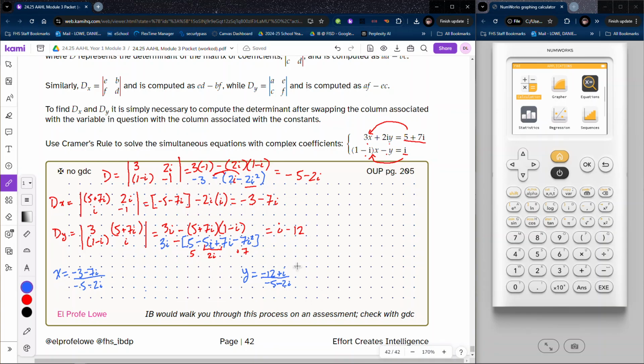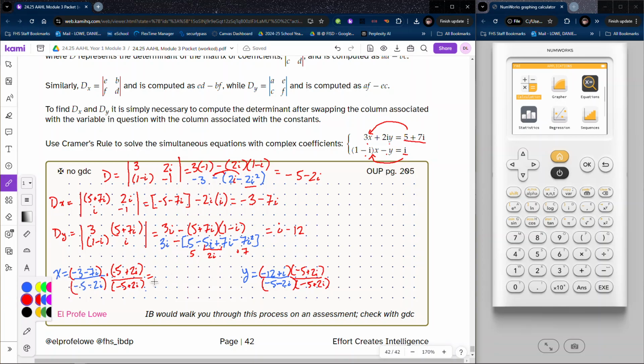All right, and so we'll know that we need to multiply. If we don't have a calculator, let's multiply numerator and denominator by the conjugate of the denominator, so negative 5 plus 2i, all over negative 5 plus 2i. And the same thing over here. Let's put our parentheses so it's clear. Negative 5 plus 2i all over negative 5 plus 2i. All right, clear on our parentheses.